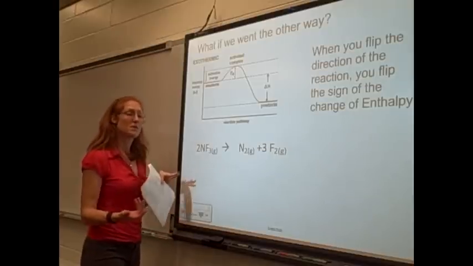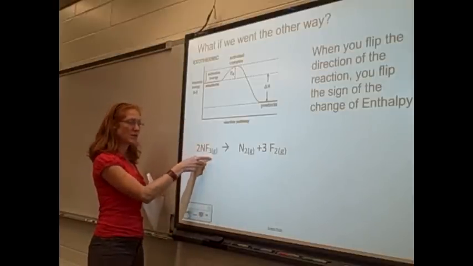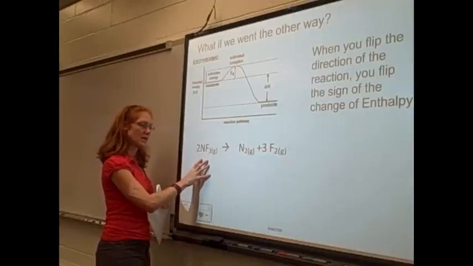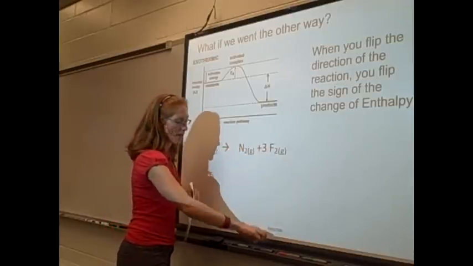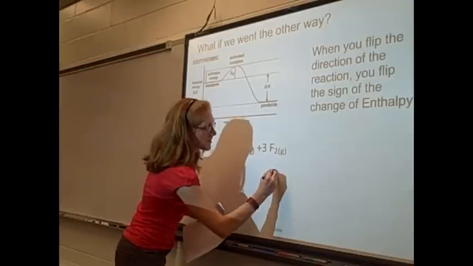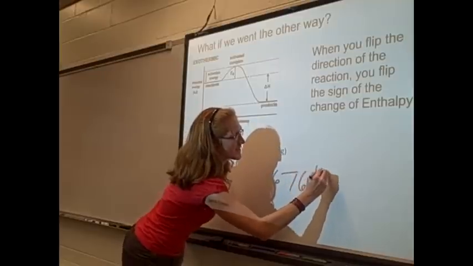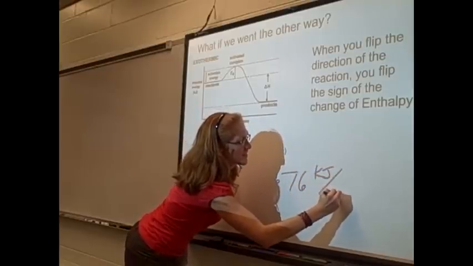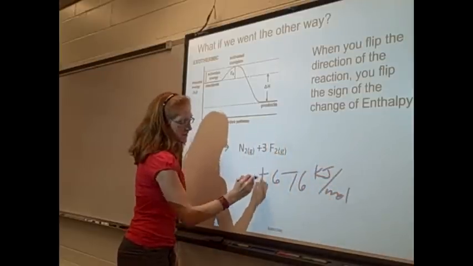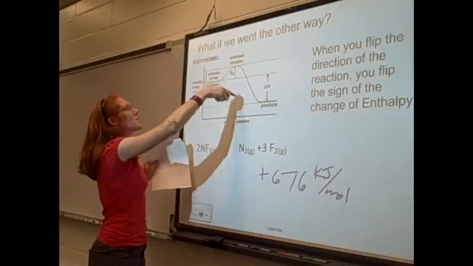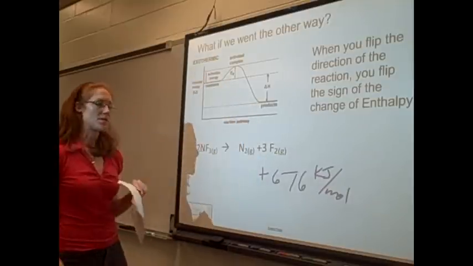And if we were to do it the other way, now I'm going to break these 6 bonds, and I'm going to make these. So this would be positive for this side and negative for this side. So it would be the exact same value, 676 kilojoules per mole. But now it's going to be a positive change. Now it's going to be endothermic because we just flipped the sign. So it was exothermic the other way, and now if we flip it, it becomes endothermic.